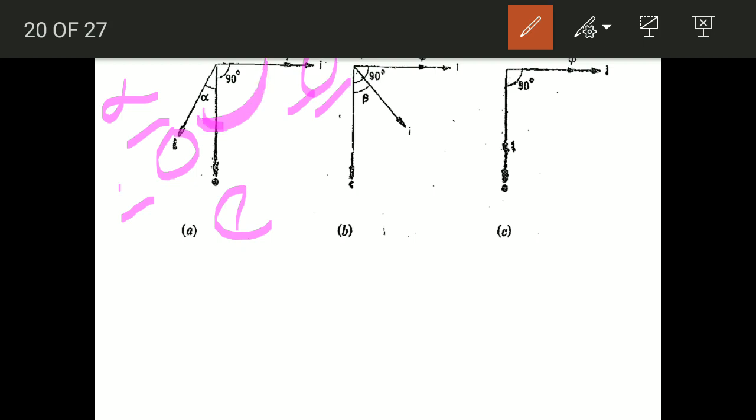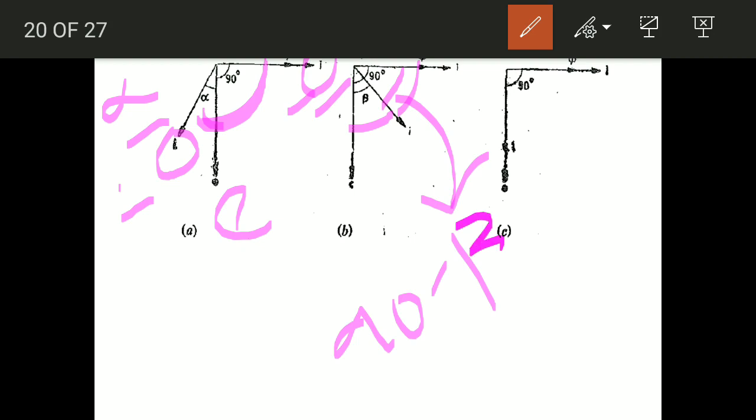Now suppose you are interested in writing the same equation in case of capacitive reactance, where the current small i leads the induced EMF e by an angle of beta. In that case, in the expression of deflection torque, we need to take this angle, and this angle is going to be equal to 90 minus beta.